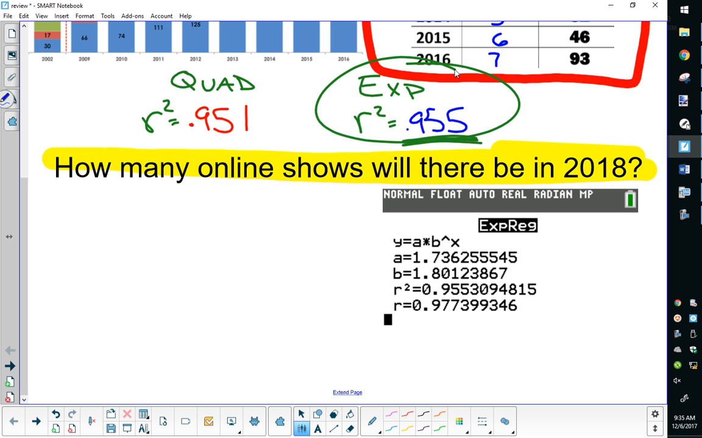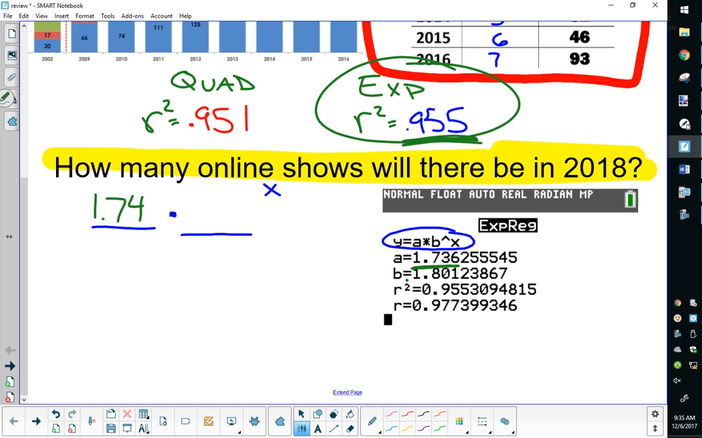This is our regression equation. This is that screen I just had up. That's the formula. Something times something to the x power. That's the equation: a times b to the x. My a is this, 1.74.